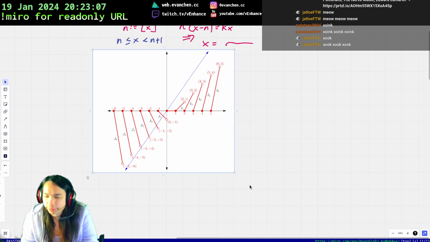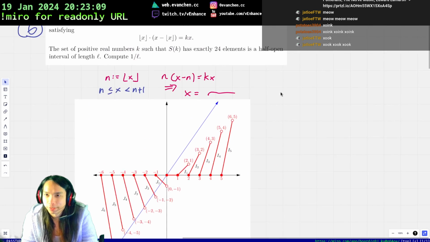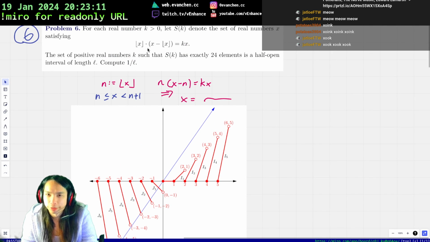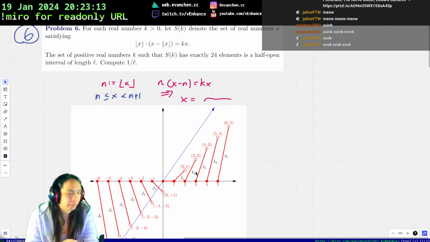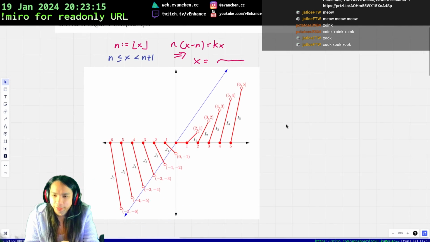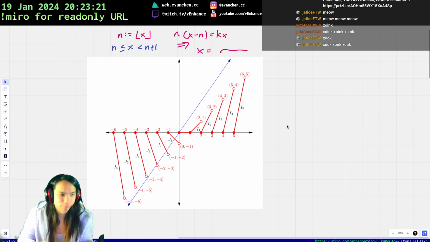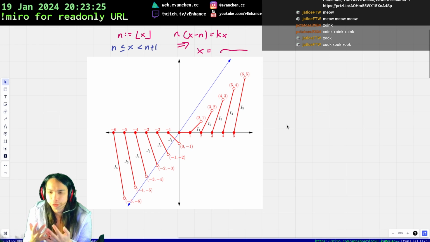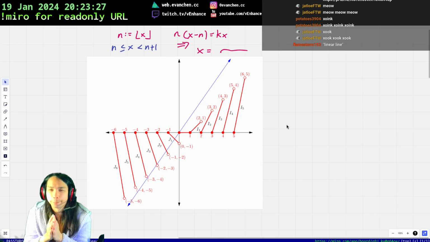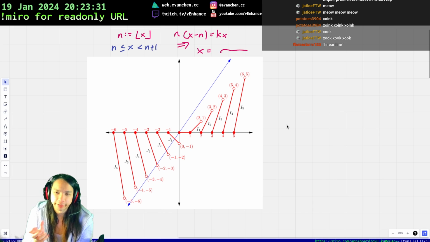The red is the graph of the left-hand side, floor of x times the fractional part of x, and the blue is like a random linear line. And I've labeled the intervals, so, because it has this floor function, it will always be in these waves like this, and I've labeled them I1, I2, I3, I4. Okay, so what's going on? The problem is asking, how do I pick k such that this blue line intersects the red graph exactly 24 times?